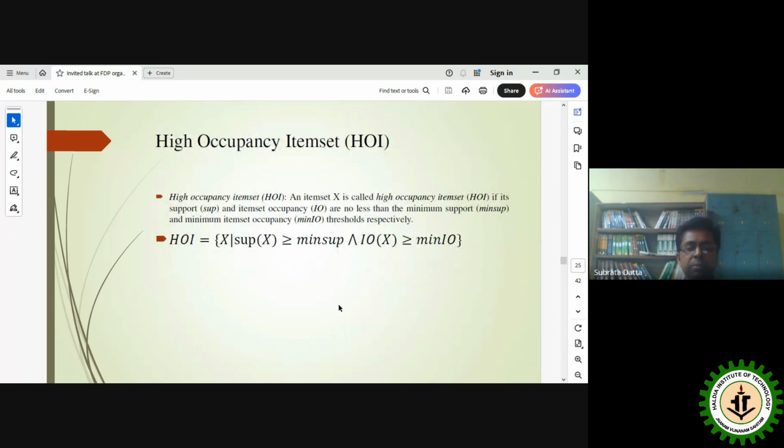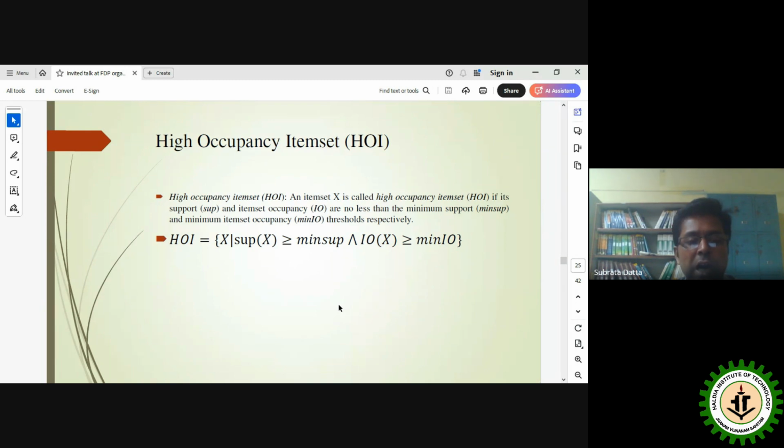So the concept of high occupancy. We have first calculated the TO, then calculated the IO. Now we are in a position to mine the high occupancy item set for the design of better travel packages.